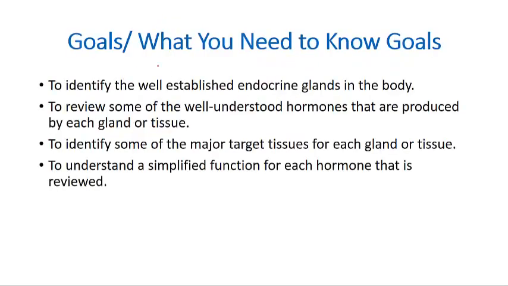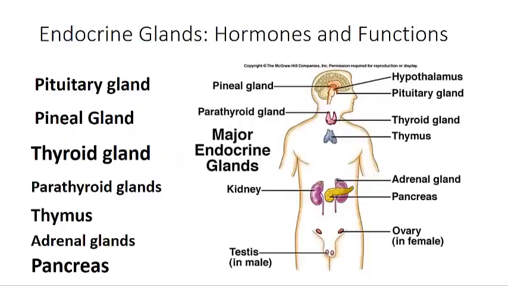The goals for our learning are to identify the well established endocrine glands in the body. We will also see what hormones those endocrine glands secrete and what their target organs are, and we'll also talk about their functions and why we need those different varieties of hormones. We will also understand how a hormone works on the target organ or target tissue. So let's begin.